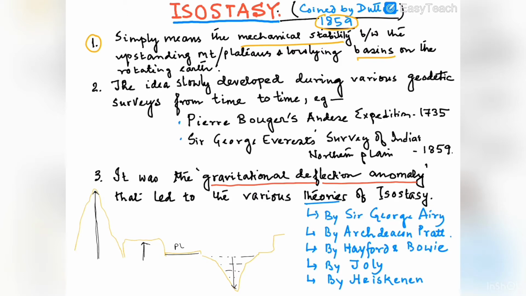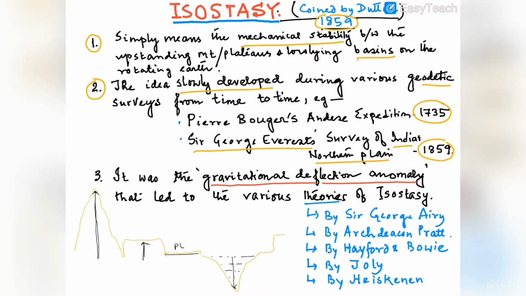Now in point number 2, we see that this idea of isostasy slowly developed during various geodetic surveys from time to time. For example, there was a survey in 1735 in the Andes Mountains in South America. Then there was another survey in 1859, done in India's northern plain, the Indo-Gangetic plain. This survey is worth mentioning because it was done by Sir George Everest, the Surveyor General of the Geological Survey of India.